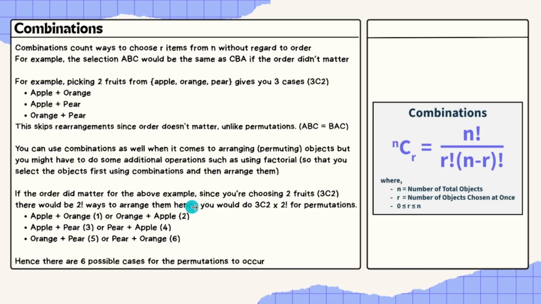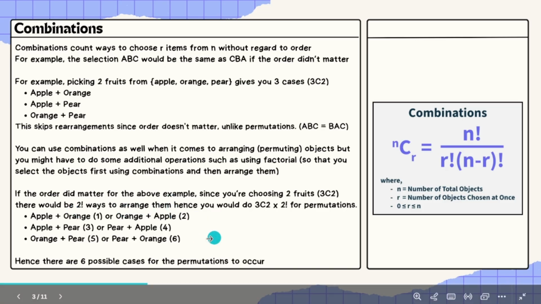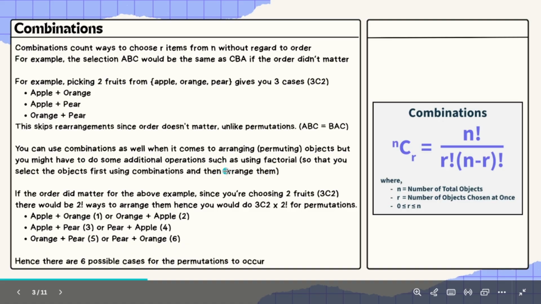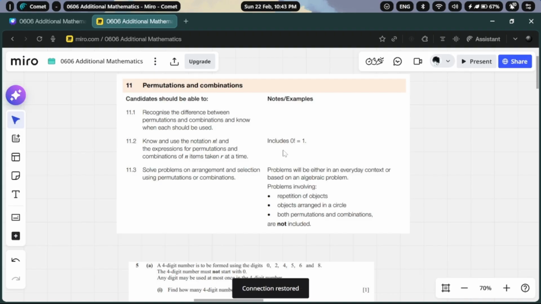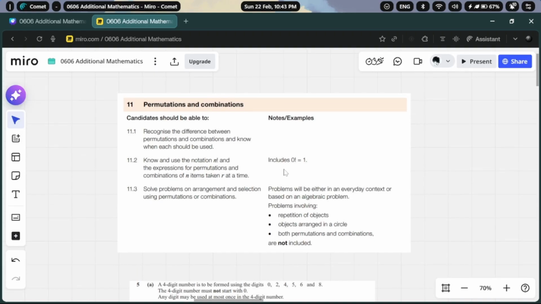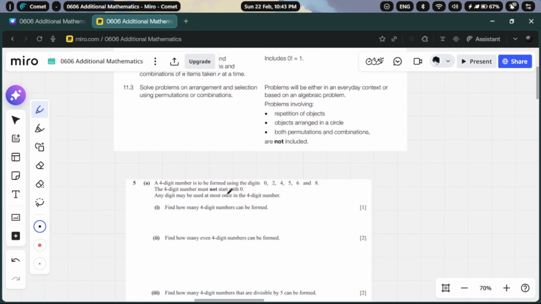So, if you were to write down all the possible cases, you just consider all these combinations, write them down over here, and since you're considering all the arrangements as well, it could be, for example, apple plus orange, or also orange plus apple. That ends up giving you 6 possible cases for permutation. Now, moving on to the syllabus document. This is everything that you're expected to know from your 0606 syllabus for permutations and combinations. So let's get started with some questions.